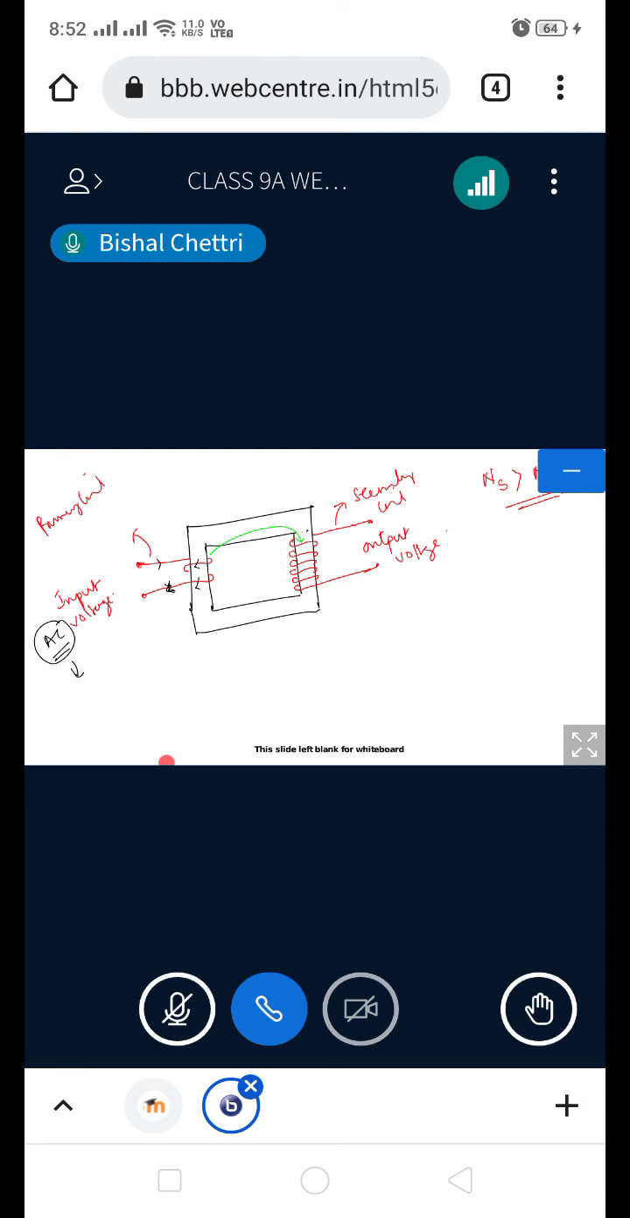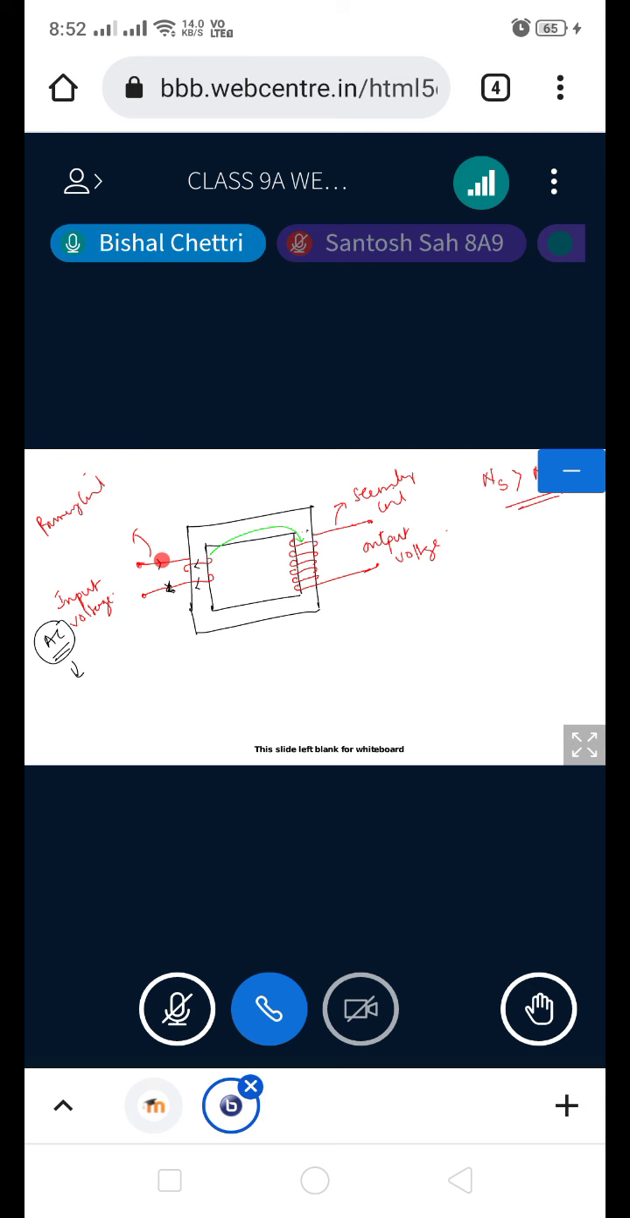Yes or no? Yes, sir. So in both the coils there will be magnetic field lines, no? Over here you are not passing current. Over here you are passing current. When you pass current, how are magnetic field lines produced over the primary coil?